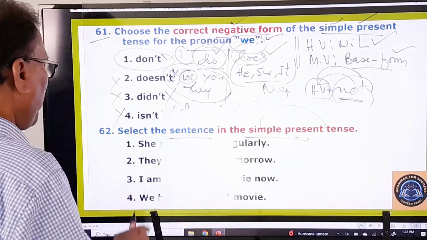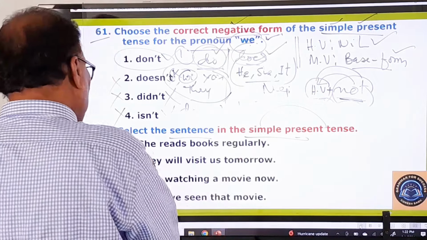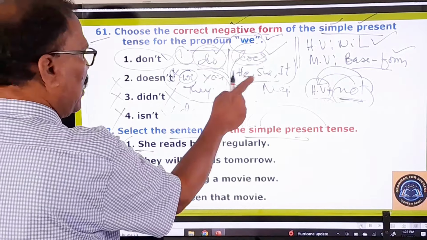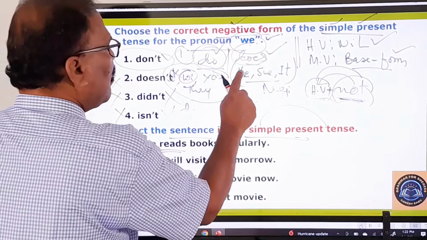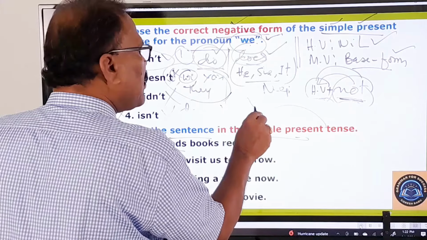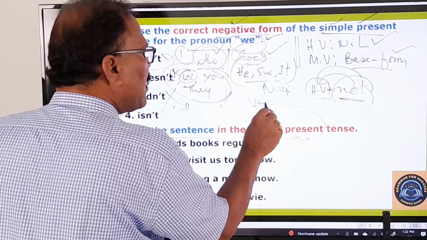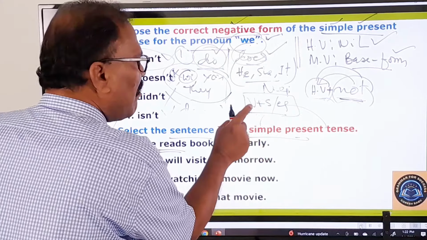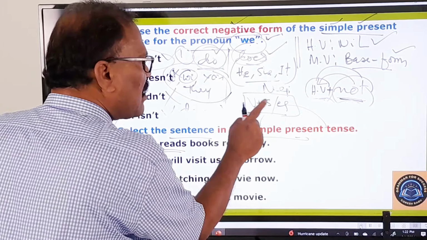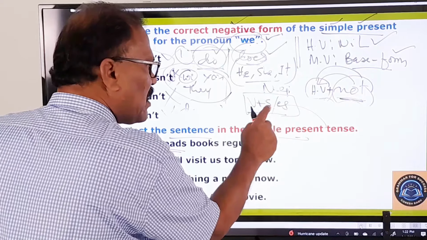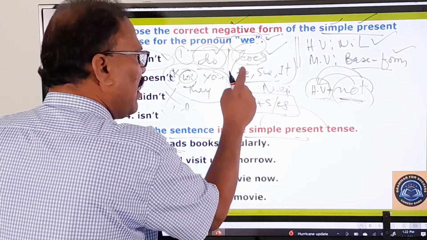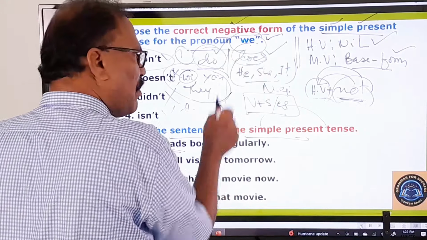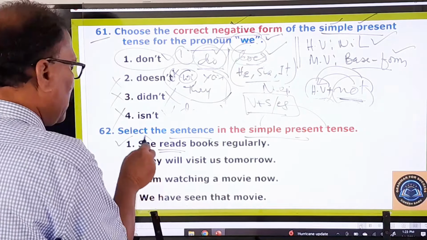Here you pay attention. She reads books regularly. So the very first one is the right option, because the subject she is there, and in the third person singular the verb always takes s, verb plus s or es. Remember, in the third person singular the verb takes s after it, or sometimes es after it. So s or es is added to this verb in the third person singular. What is the third person singular? He, she, it is called the third person singular. So she is in the third person singular.